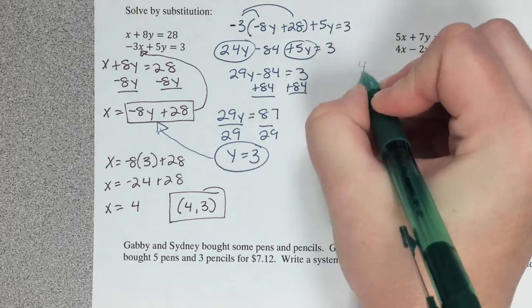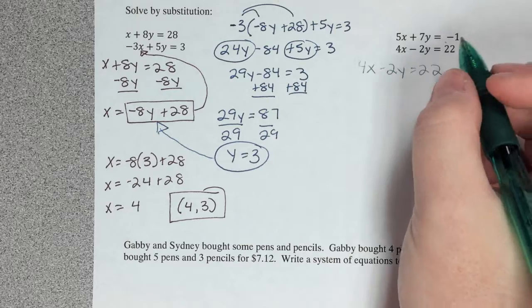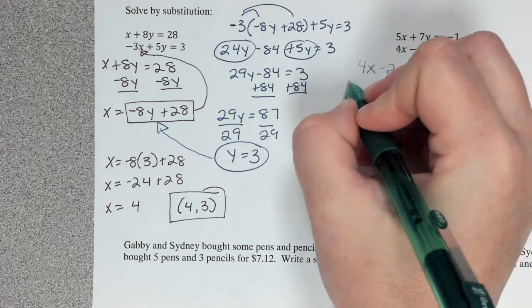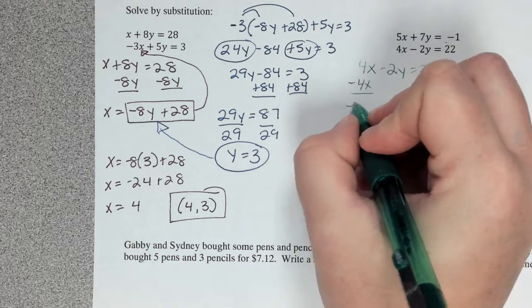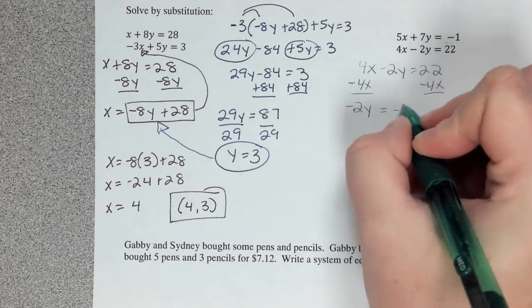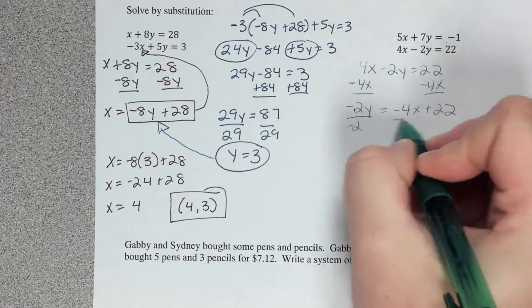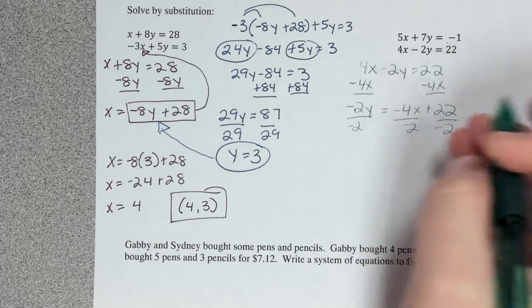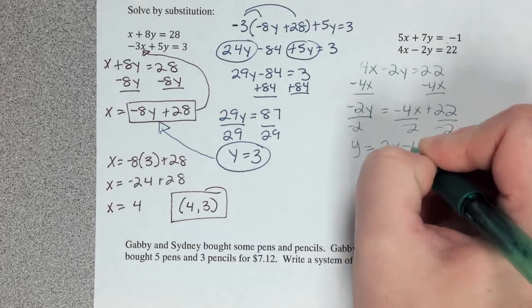So I have 4x minus 2y is equal to 22. I'm going to subtract the 4x from both sides. Negative 2y equals negative 4x plus 22. And then I'm going to divide by negative 2. So y is equal to 2x minus 11.